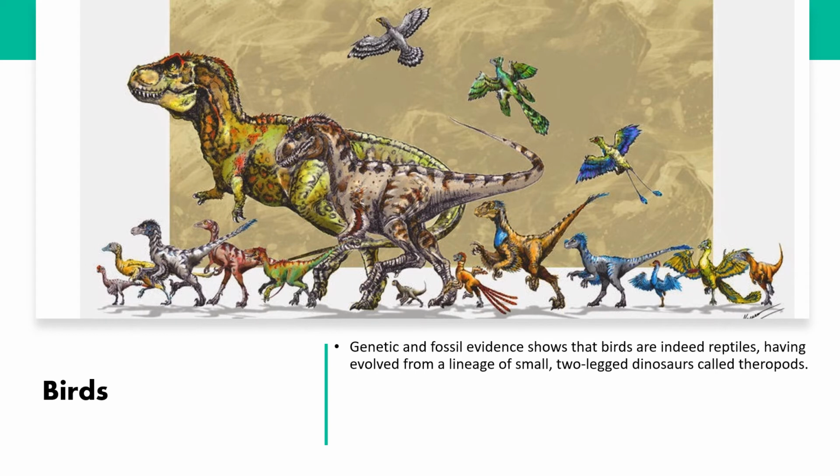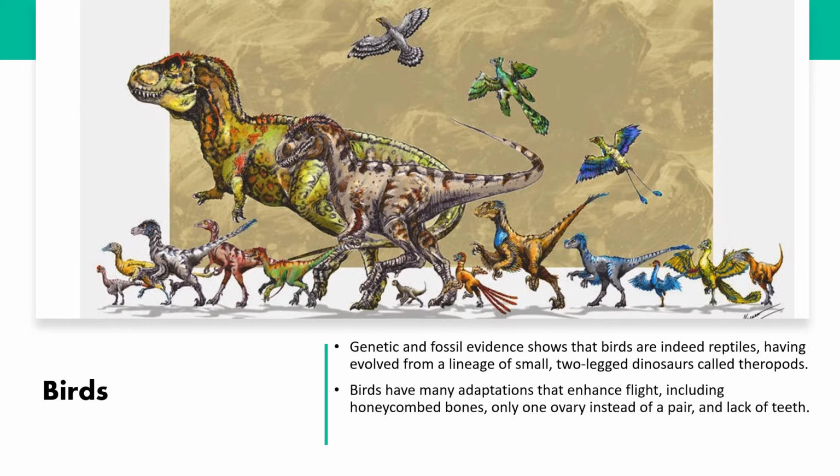If we look at genetic and fossil evidence, we can see that birds are actually reptiles, and they evolved from a lineage of dinosaurs called the theropods, which were small two-legged dinosaurs. Now, birds have a lot of adaptations that allow them to fly. They have honeycomb bones, which make them very light. So if you've ever seen a bird bone, it has these large holes that make it more brittle, but it also allows it to be very light so that these birds can be able to fly.